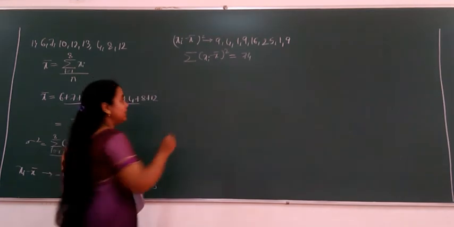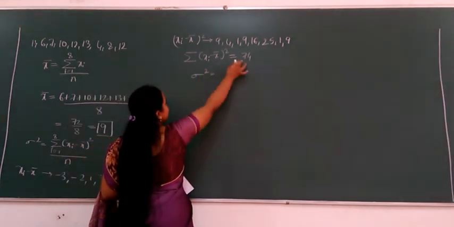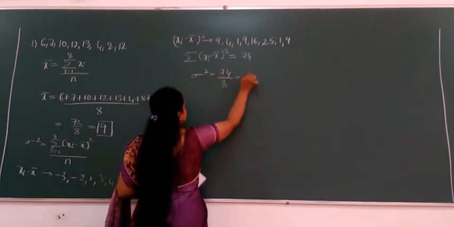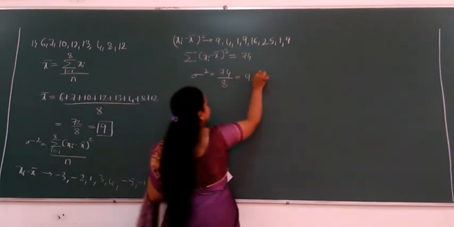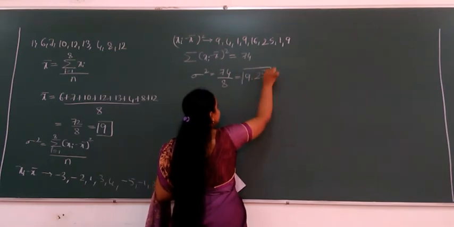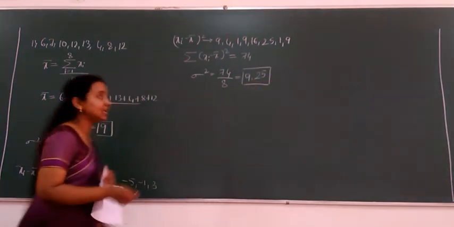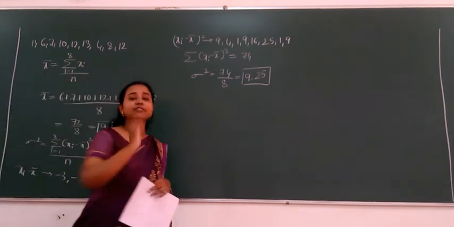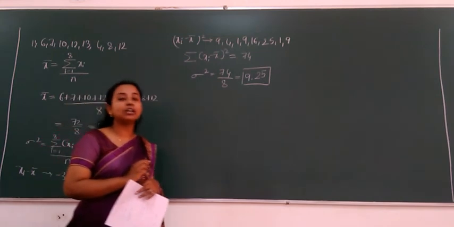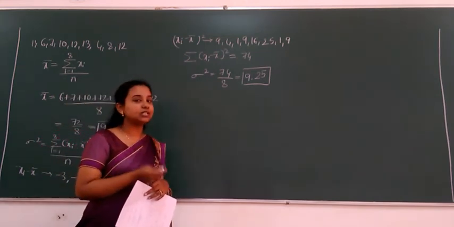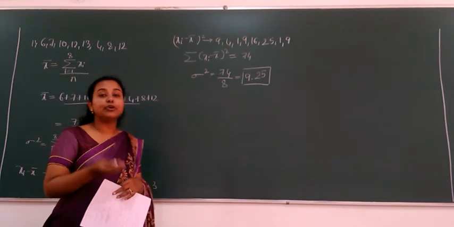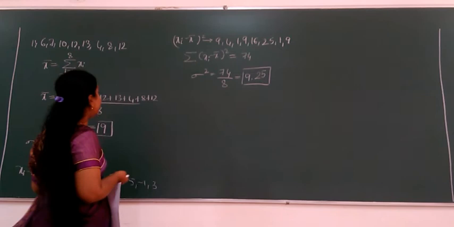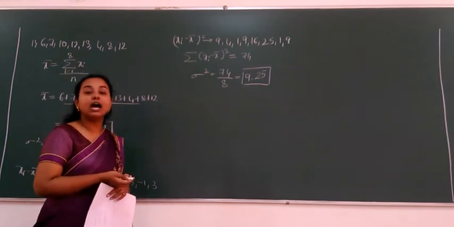Now just calculate the variance. Variance is the sum of all these observations, that is 74, divided by the total number of observations, 8. So it will be 9.25. What is this 9.25? 9.25 is the variance for the given data. After the variance is calculated, how do you calculate the standard deviation? In this question it is not given, but the square root of 9.25 gives you the standard deviation. So this is how to find the mean and variance for ungrouped data.